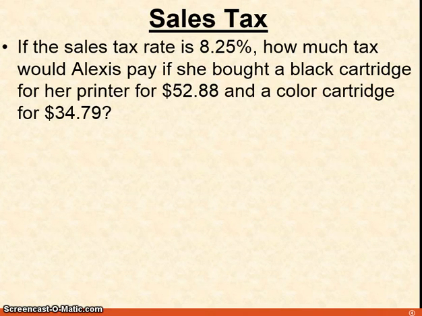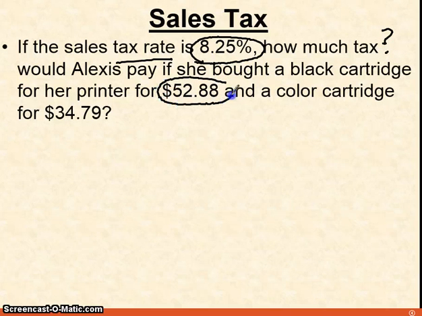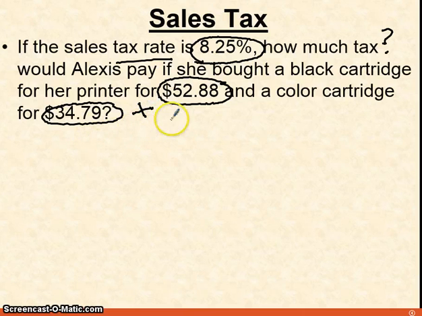Now, likely when you go to the store, you do not purchase only one item. So that subtotal could be a separate calculation that you need to make. Let's read this problem and see how we have to calculate the subtotal. If the sales tax rate is 8.25%, how much tax would Alexis pay if she bought a black cartridge for her printer for $52.88 and a color cartridge for $34.79? Do you see how we have two items that we're purchasing? We will need to add them to get the subtotal.